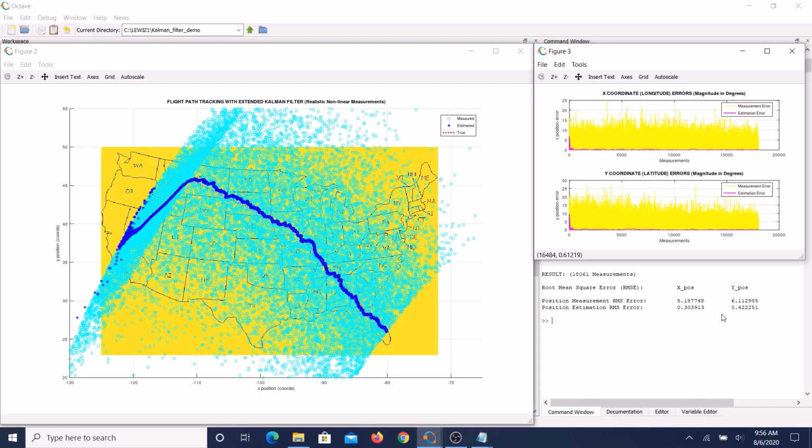So in this scenario, we have successfully demonstrated the ability of extended Kalman filter to filter the noise in nonlinear measurements and nonlinear systems.